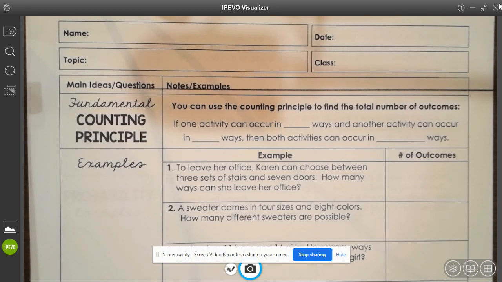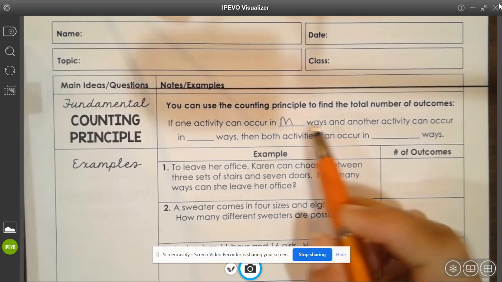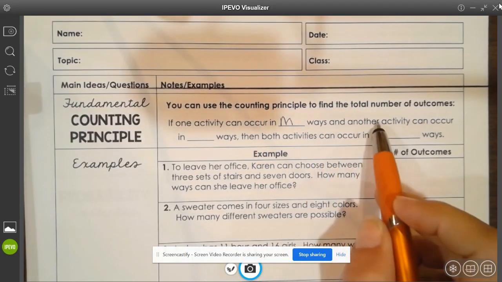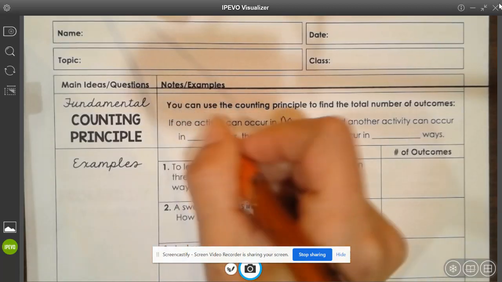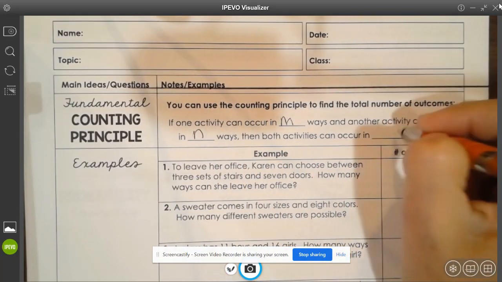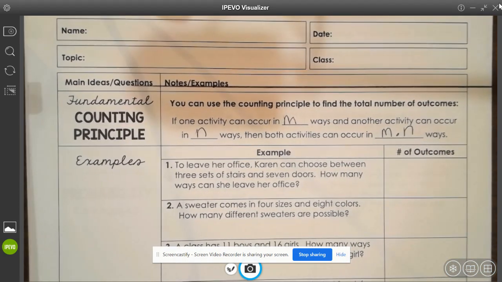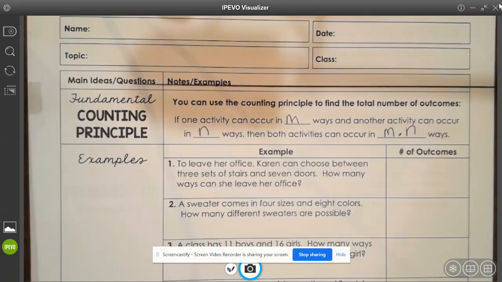You can use the counting principle to find the total number of outcomes. If one activity can occur in m ways, and another activity can occur in n ways, then both activities can occur in m times n ways. Okay? All right, let's look at some examples.